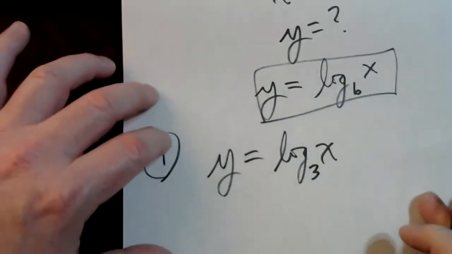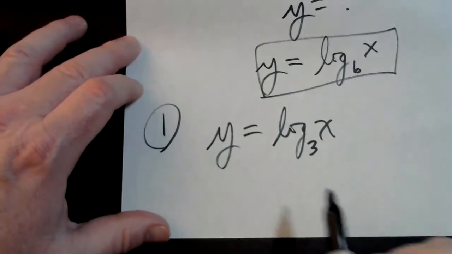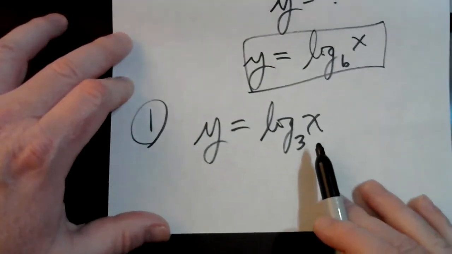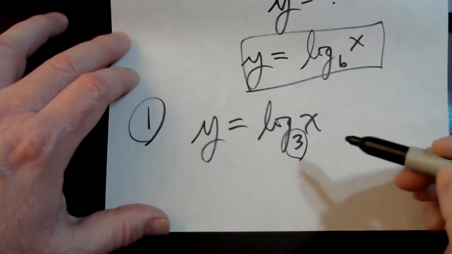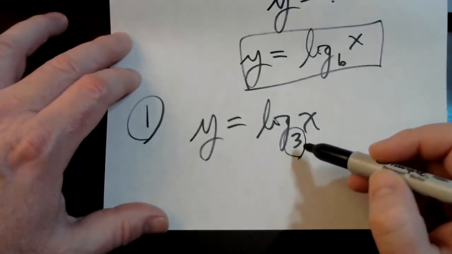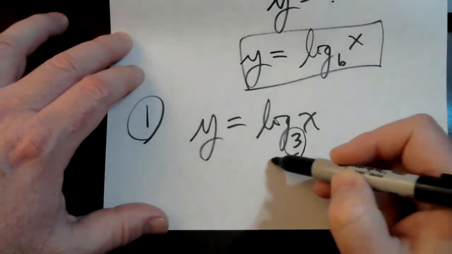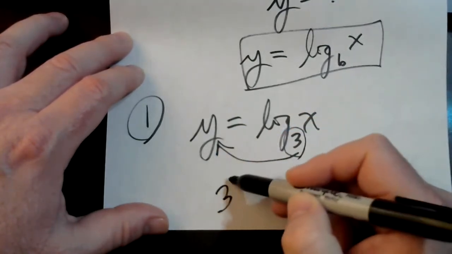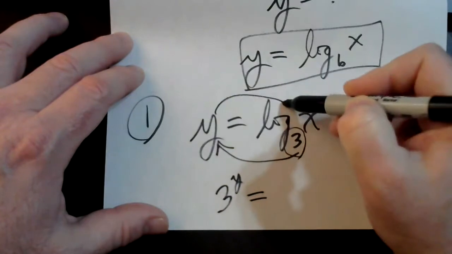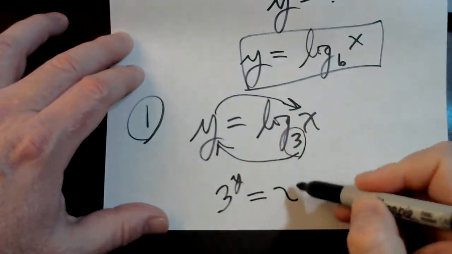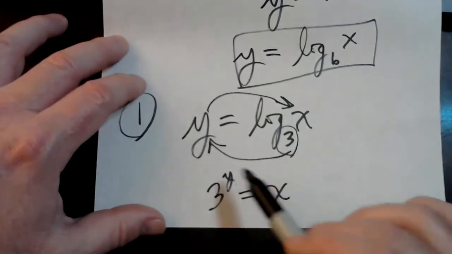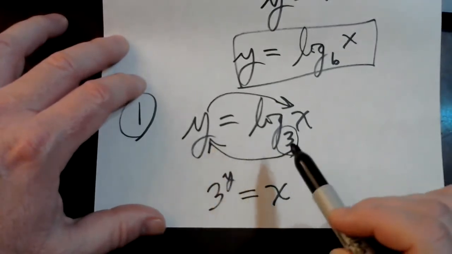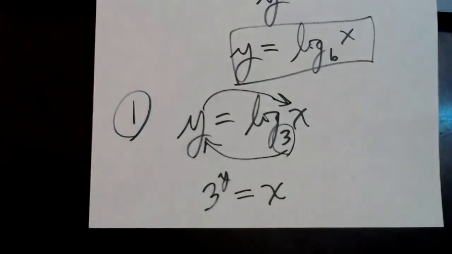Okay, so here's the way I like to do this. This is in log form because it's got the word log in it. But if you want to change to exponential form, start with the base of the logarithm, and that's that little number below the log. And then form a little circle. 3 raised to the y power is equal to x. So that's how you change from log form to exponential form. Alright? You go in a little circle and you form the bottom of the circle first, and you start with the base.